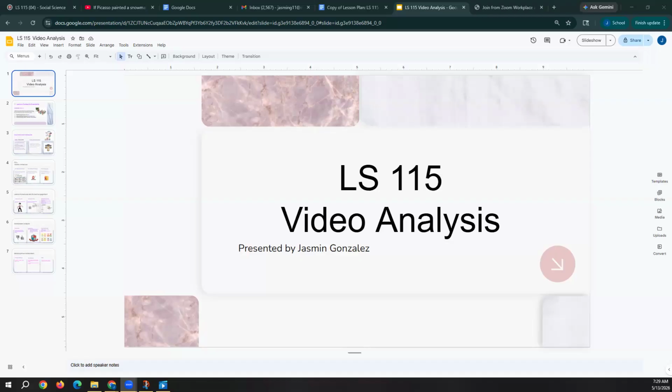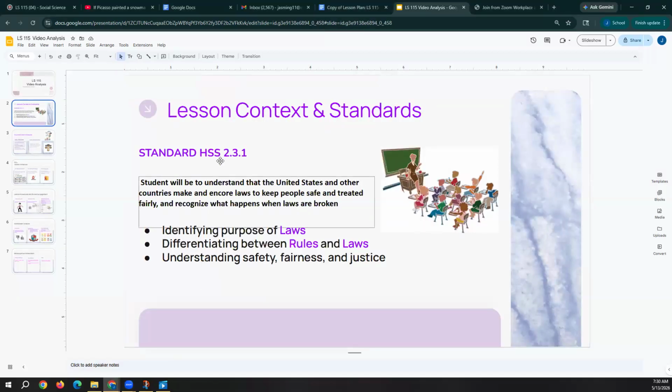Hello, everyone. My name is Jasmin Gonzalez, and today I'm analyzing my second grade history social science lesson plan, which focuses on the content standard of HSS 2.3.1. So it's basically identifying how laws make people safe and ensure fair treatment.